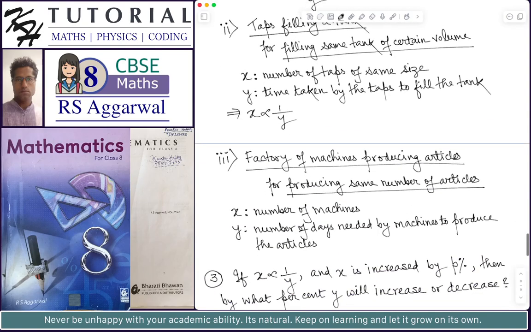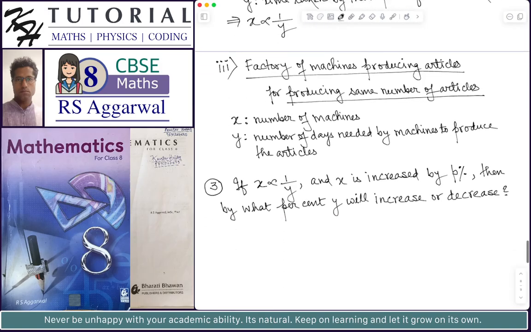The next one is a factory of machines producing articles. In a factory there are many machines and they are producing the same number of articles. It is important. So if the number of articles produced is kept constant, then the number of machines required to produce that number of articles and the number of days required by those machines to produce the same number of articles, these two quantities will be inversely proportional to each other.